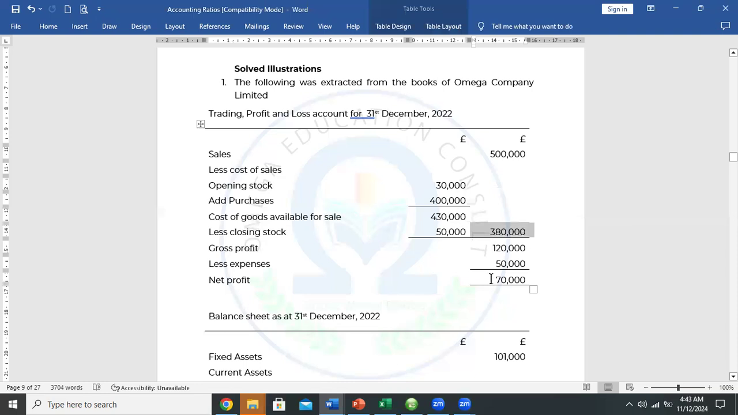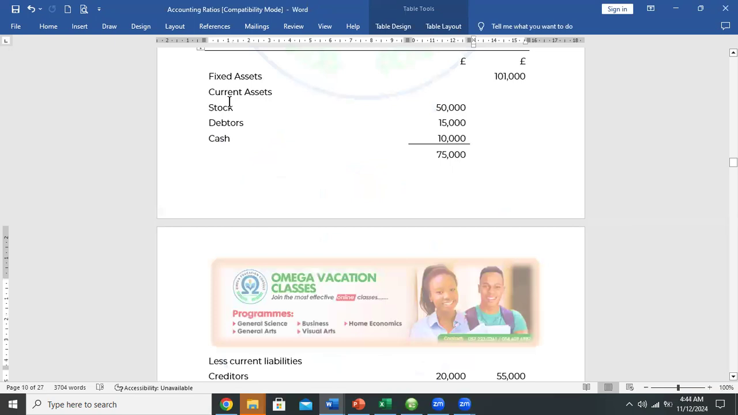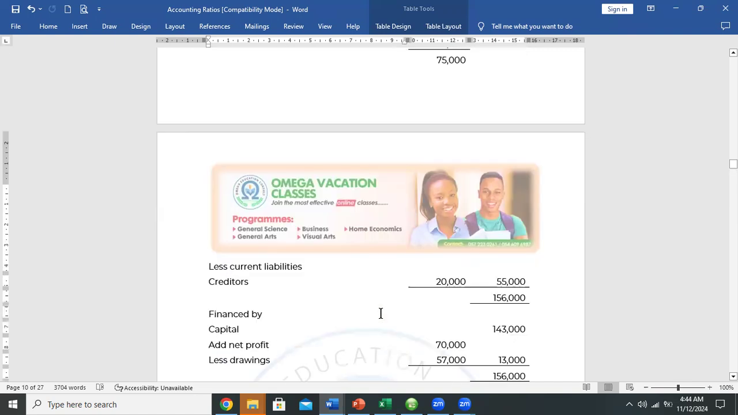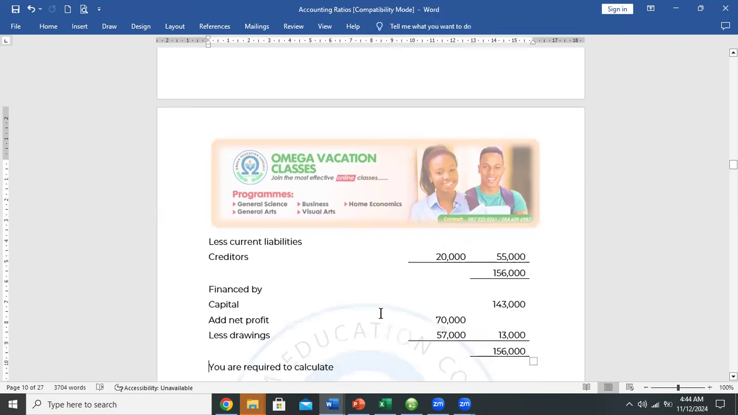We're also given the balance sheet as follows. We have fixed asset 101,000. We have current assets, which includes stock, debtors, cash. And we're given some liabilities, that's creditors, and our capital was given as 143. We added the net profit with less drawings, and we arrive at the capital employed. There was no long-term liability.